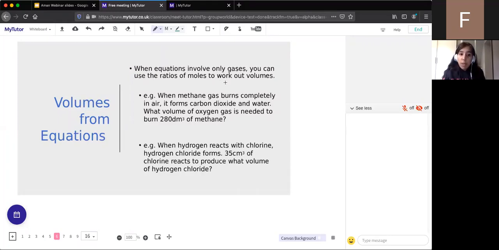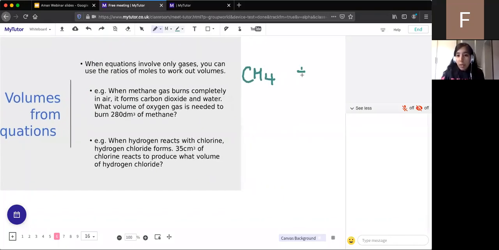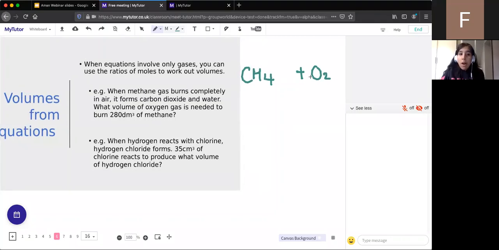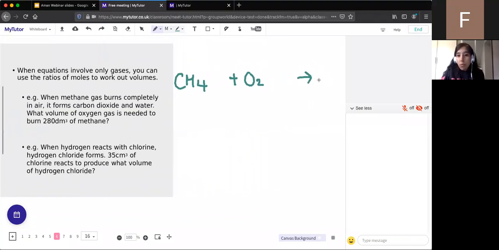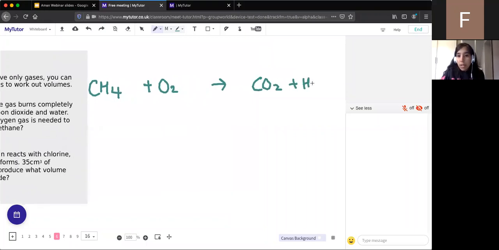So what I mean by that is this question here: methane gas, which is CH4, burns completely in air. So that means it burns with oxygen, and it forms carbon dioxide and water, so CO2 plus H2O. Let's just balance that equation. We've got 1 carbon, 4 hydrogens, but only 2 hydrogens, so let's make that a 2. We've now got 4 hydrogens.